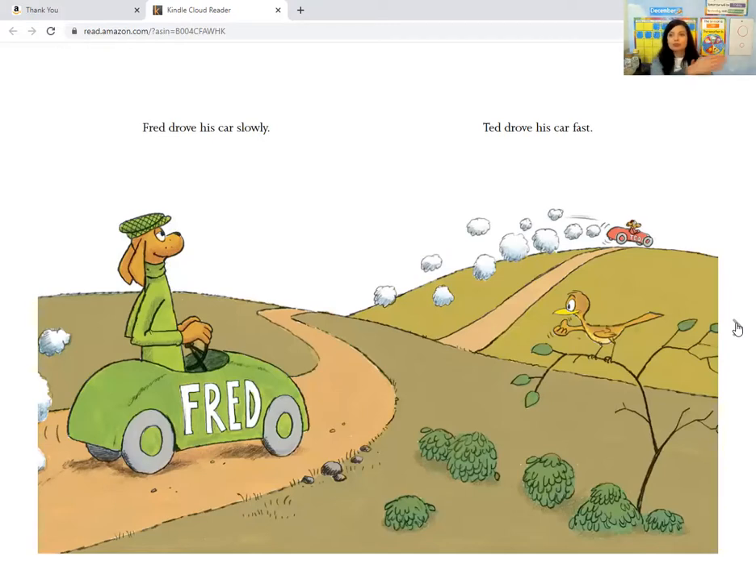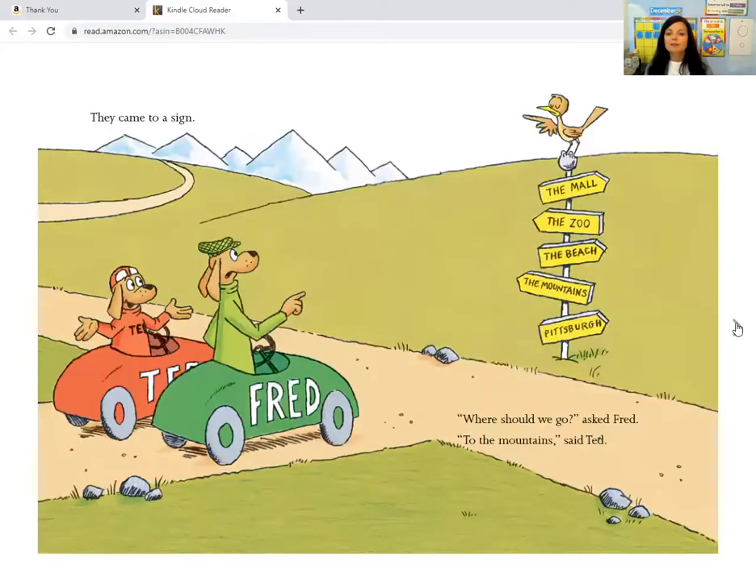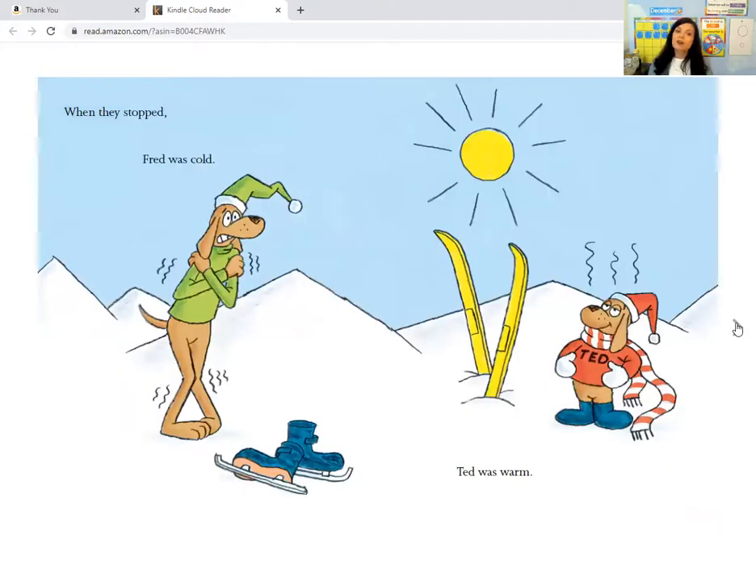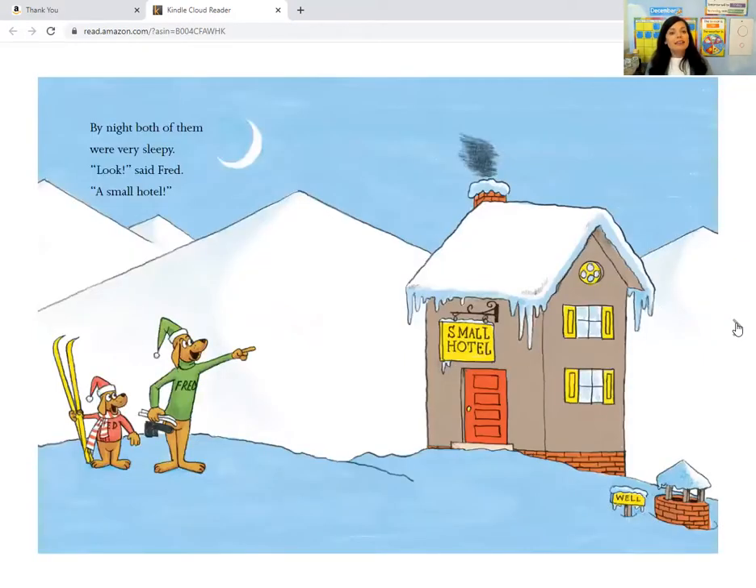Beep, beep. Brrr. They came to a sign. Where should we go? Asked Fred. To the mountains, said Ted. When they got to the mountains, Ted skied all day long. Fred skated all day long. When they stopped, Fred was cold and Ted was warm. By night, both of them were very, very sleepy.